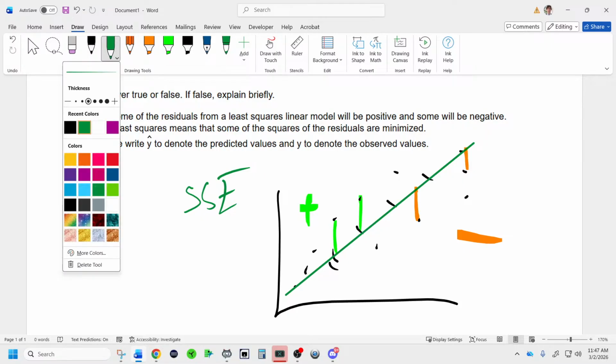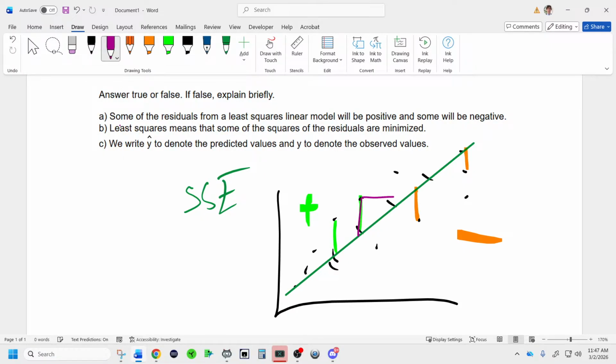So what do we do? We take the residuals and square them to make them all positive. So now it doesn't matter if it's below the line or above the line. A positive 3 and negative 3 residual would both give 9 to the sum of the squared error. So this is true. Least squares means that the sum of the squares of the residuals would be minimized. No, it means the sum of the squares, the total. That's what the least squares line means.